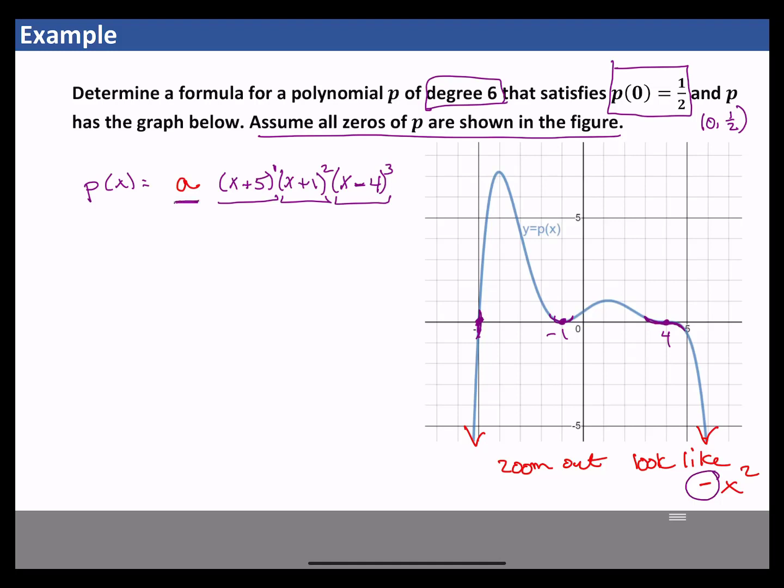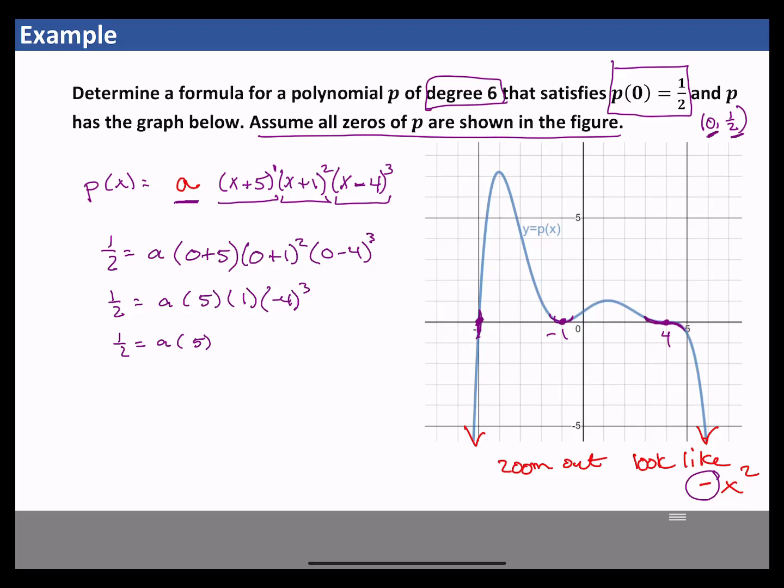All right, so we're going to find a by using the fact that we know when x is 0, the output should be 1/2. So we'll say 1/2 equals a times 0 plus 5 to the first times 0 plus 1 squared times 0 minus 4 to the third. And we'll reduce here. We'll have 5 times 1 squared, which is 1, and then -4 cubed. So 1/2 equals a times 5 times 1 is 5. -4 cubed is -64.